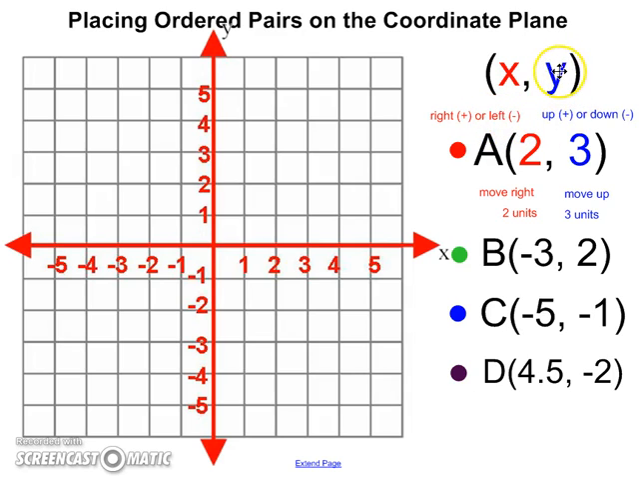Then we will use the y coordinate. If it's a positive number, we will go up. If it's a negative number, we will go down. So we're going to take some time. First, we're going to plot 4 points.